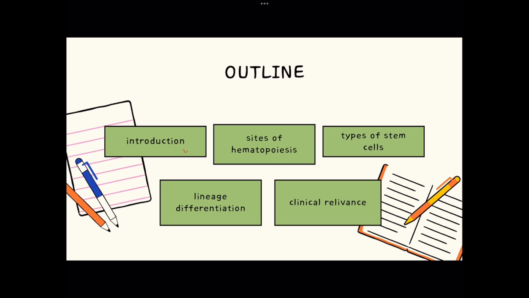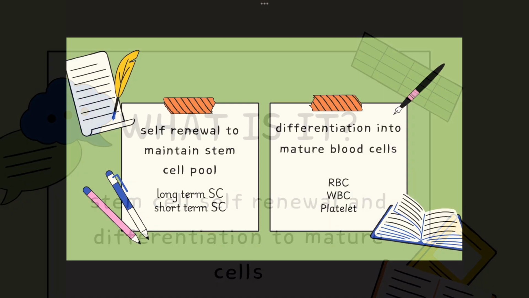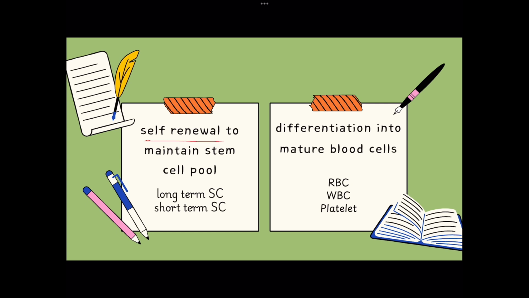So what is hematopoiesis? Hematopoiesis is the process of stem cell renewal and differentiation of stem cell into mature cells. Stem cells have two functions. One is self renewal, another is differentiation. Renewal is required as there is a limited number of stem cells which can produce differentiated mature cells like RBC, WBC and platelet.